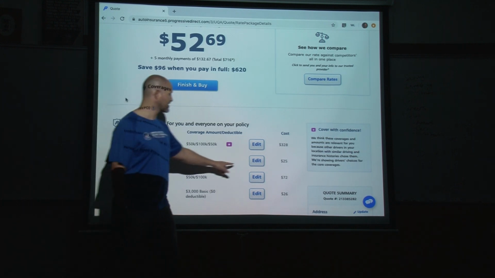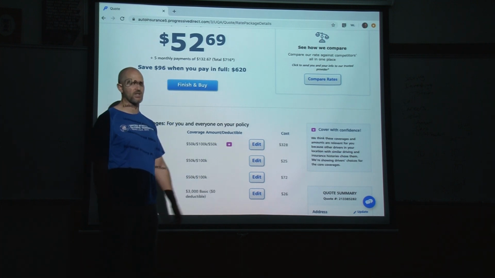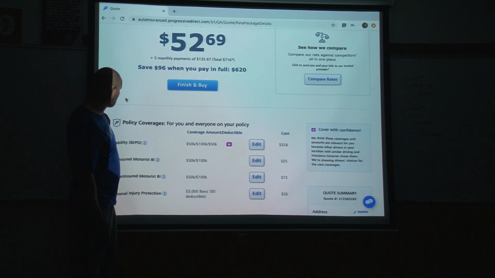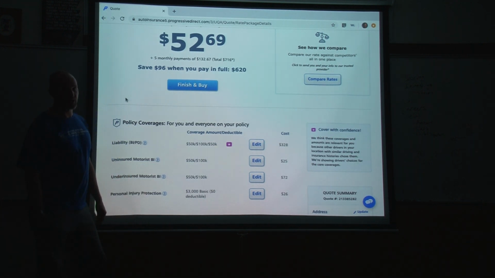Now, you'll notice that's not very expensive because the likelihood of you getting in an accident with somebody that doesn't have insurance is not very likely, but it could happen. Okay, is it against the law to drive without insurance on your vehicle? Yes, but people still break the law.